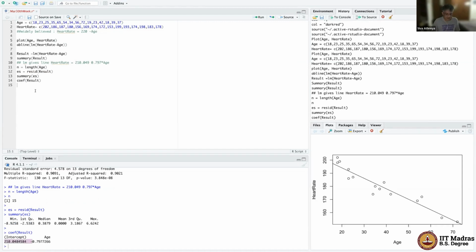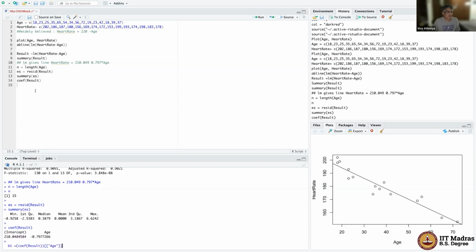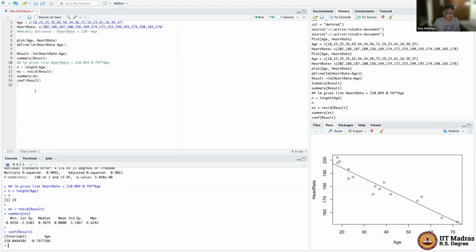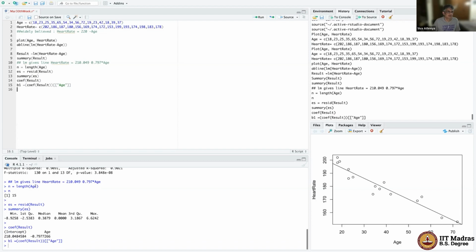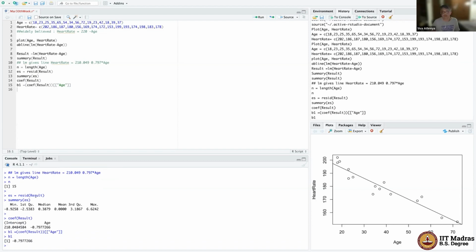So for that, I can pick out the age one by just doing this command. So one is just the coefficient and then pick the age. Let's put B1. So when I type B1, I'll get minus 0.6. So I figured that out. That's the slope that I found, right?